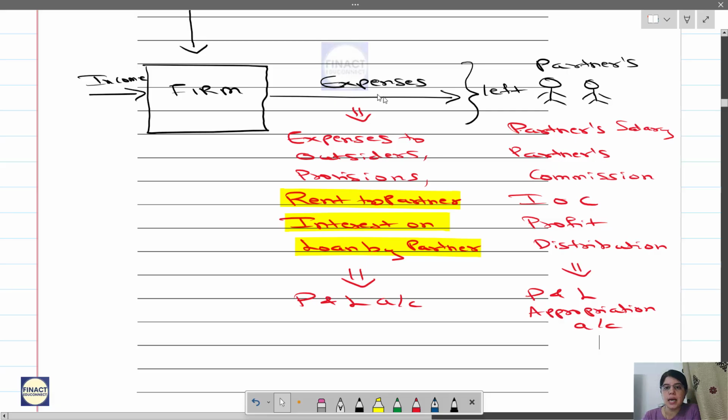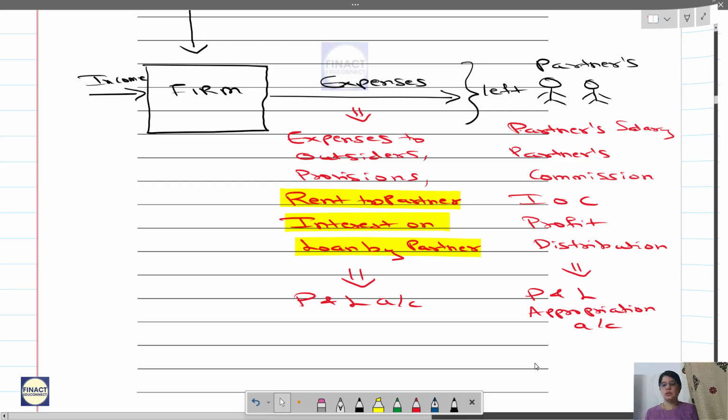Let's say after this your profit and loss is 0, then we won't be giving any partner's salary, partner's commission, interest on capital, or there won't be any profit distribution. Or if there is a loss, then also we have to bear all these expenses. This is compulsory. But all this is not compulsory. Subject to availability of the profit, this will be given to the partners. Did you understand this? Any doubts here?